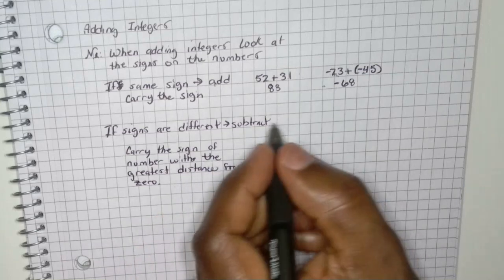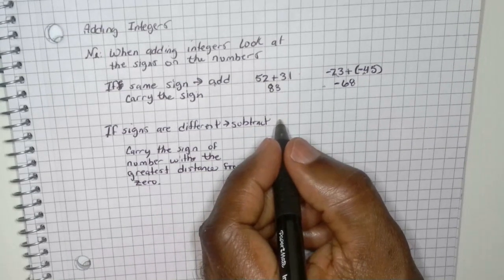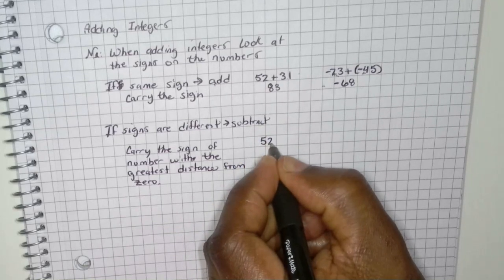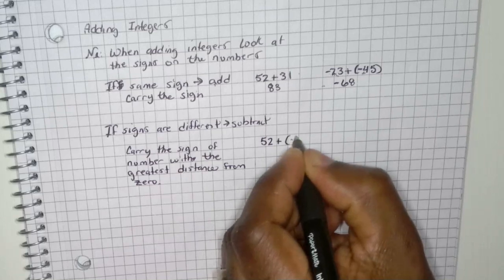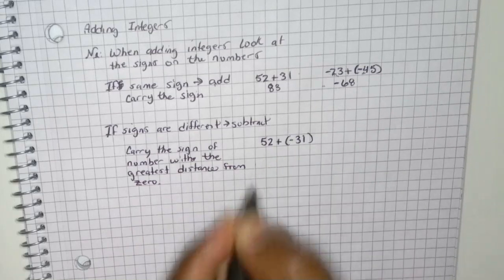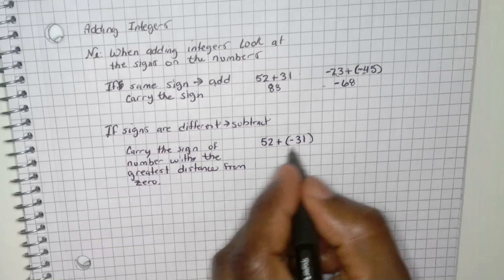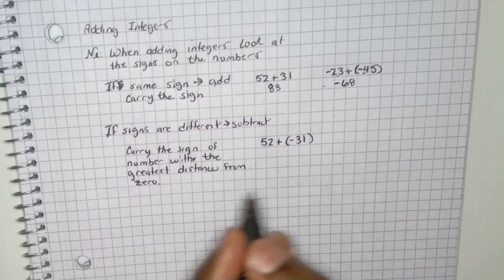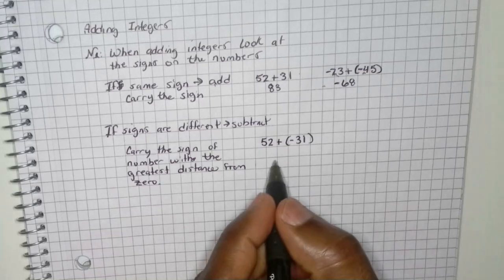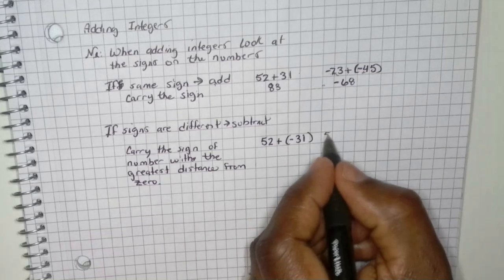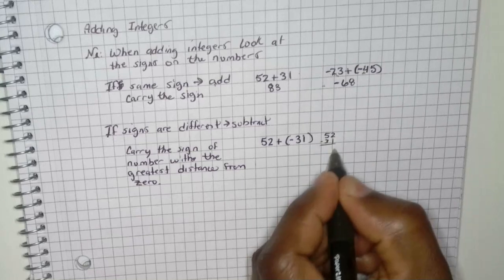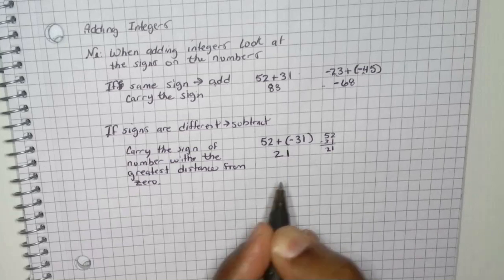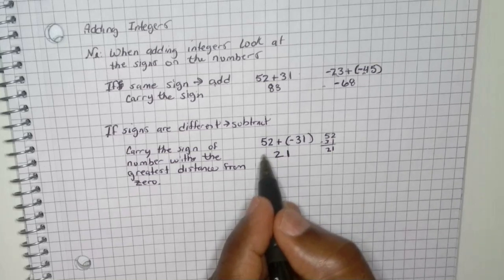Here we go. 52 plus a negative 31. Okay. So these are different signs. So you subtract. When you're dealing with integers, it doesn't matter who you put at the top. So put the large one up there. 52 minus 31. 1, 2. So your answer is 21. Now, which one has the greatest distance from 0?